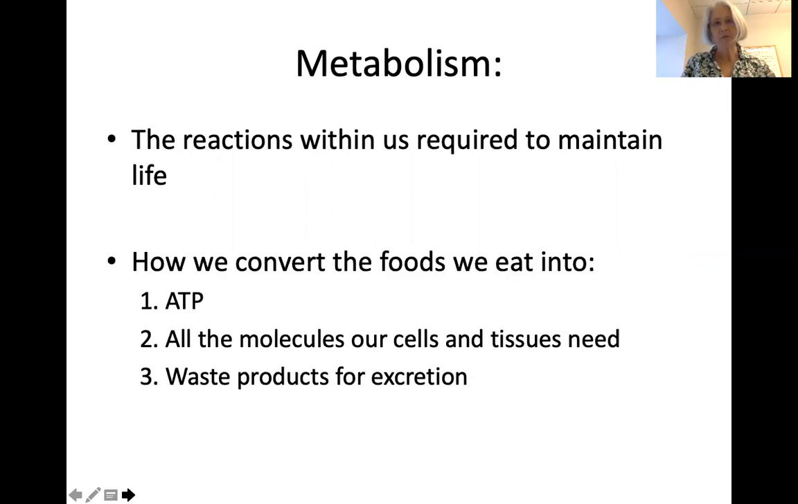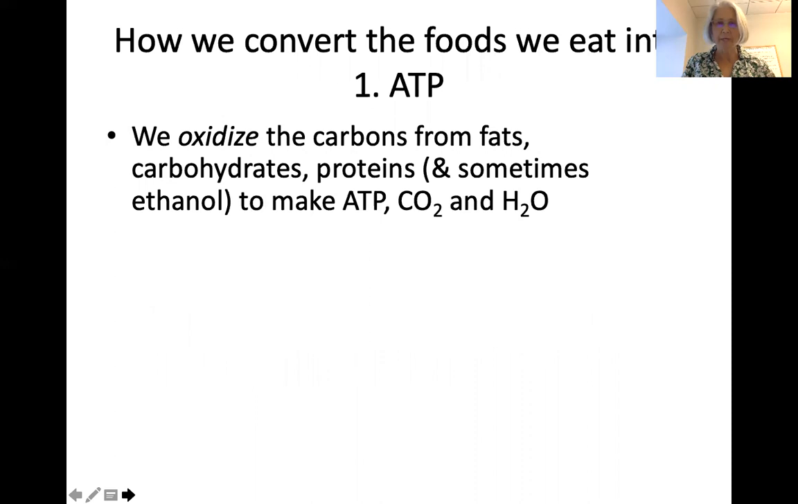And it's how we convert the foods we eat into ATP, a usable form of energy, into all the molecules that our cells and tissues need, and into the waste products for excretion. So we'll talk about these one at a time. First, how we convert the foods we need into usable energy, or ATP. The key thing here is that we oxidize the carbons from the fats, carbohydrates, proteins, and if we consume ethanol, from ethanol, to make ATP, as well as the waste products of that oxidation process, CO2 and water.